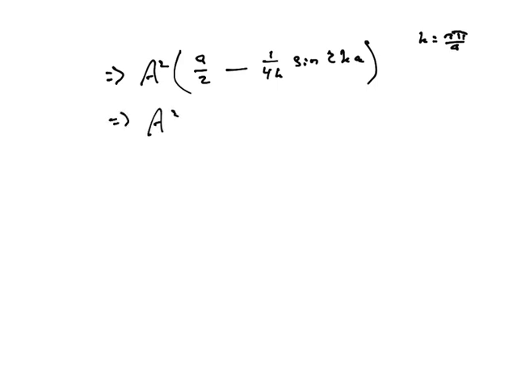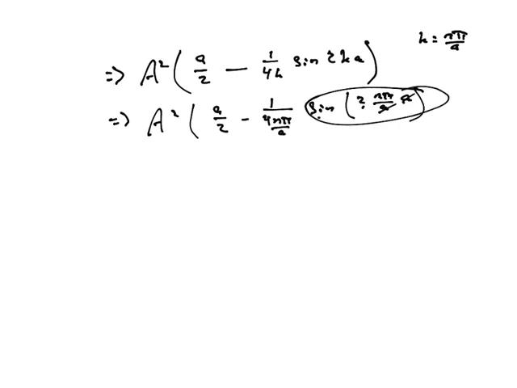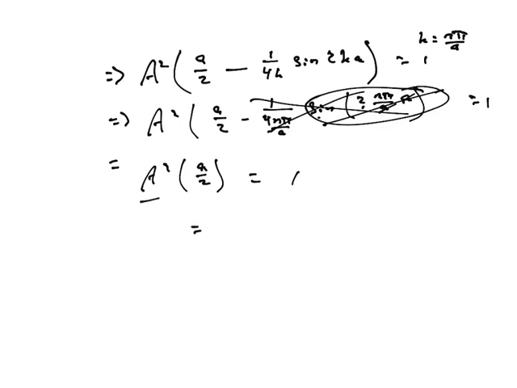So we have a squared times a over 2 minus 1 over 4n pi over a sine of 2n pi over a times a. A cancels a. Sine of 2n pi, that's just 0. So this whole term drops out, and we're left with a squared times a over 2, all equal to 1. And now we got it. Solve for a. A then must be square root of 2 over a.